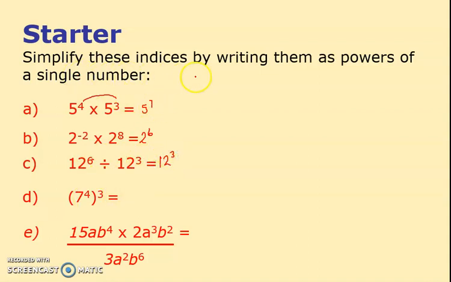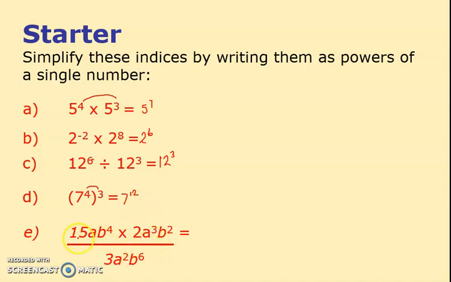Notice, by the way, I don't care what 12 cubed is. 2 to the 6, for instance, I know 64, but who cares? What I want is the power. What do you do then when you have a power raised to a power? Well, you should know you times them. So this is 7 to the 12.